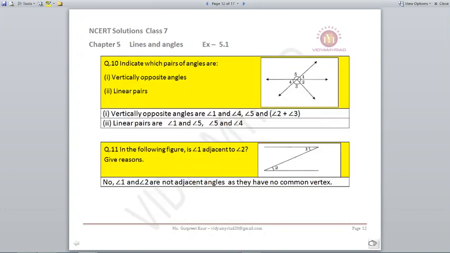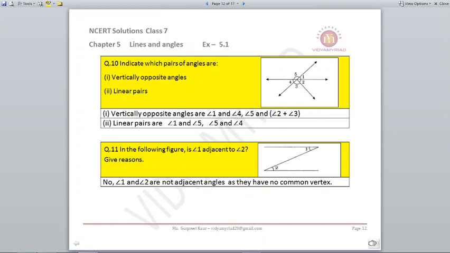Question number 10. We need to find out which pair of angles are vertically opposite angles and which form a linear pair. Just look at the figure. So for vertically opposite angles, if I take angle 1, directly opposite is angle 4. If I take angle 5, its directly opposite is made up of two angles, angle 2 plus angle 3. They should be equal. That is why we are taking 5 equal to 2 plus 3. Number 2, linear pair. Angles formed on a straight line. Two pairs should be there. Look at the line. Angle 1 and angle 5 are forming a linear pair, and angle 5 and angle 4 are forming a linear pair.